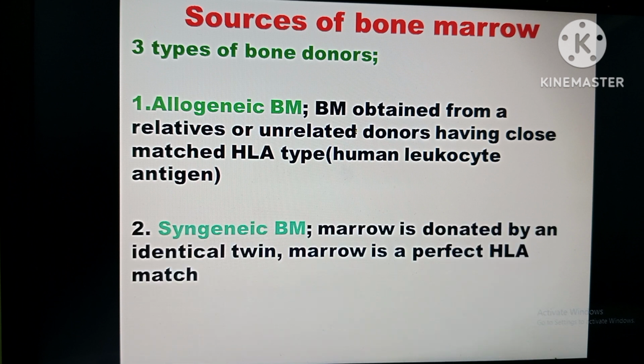Syngeneic bone marrow: marrow is donated by an identical twin. Marrow is a perfect HLA match. So in this, the success rate is high because it is taken from identical twins. So what is the meaning of identical twins? Identical twins result from fertilization of a single egg by a single sperm, then splitting into 2. So here the match will occur and the success rate is more.